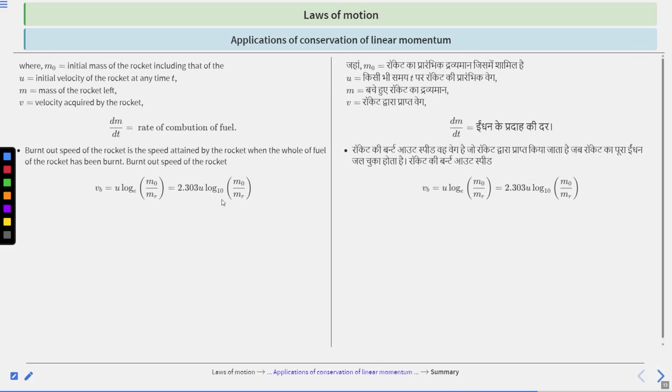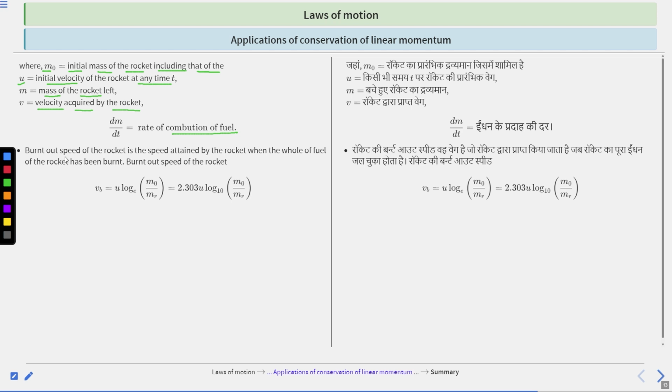Next are the meanings of the symbols. M naught is equal to the initial mass of the rocket, including that of the fuel. u is equal to the initial velocity of the rocket at time t, m is equal to the mass of the rocket, and v is equal to the velocity acquired by the rocket. Clear? dm upon dt is the rate of combustion of fuel.